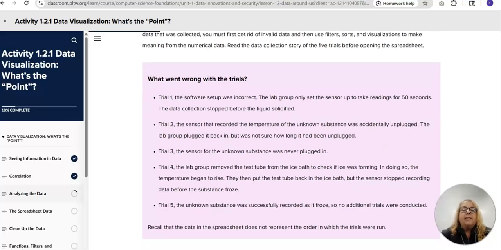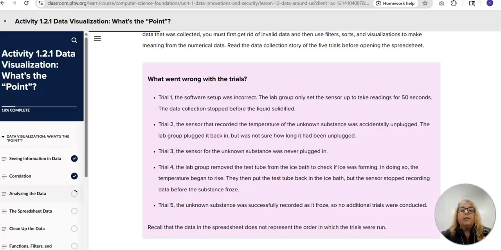So the first thing we say is trial 1. The software setup was incorrect. The lab group only set the sensor up to take readings for 50 seconds. The data collection stopped before the liquid solidified. So that's invalid. We can't even use trial 1. Trial 2. The sensor that recorded the temperature of the unknown substance was accidentally unplugged. The lab group plugged it back in but was not sure how long it had been unplugged. Trial 3. The sensor for the unknown substance was never plugged in, so it didn't get any readings. Trial 3 you can just throw out.